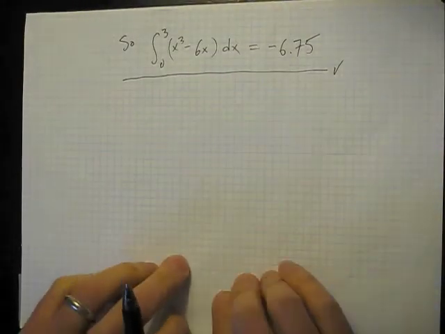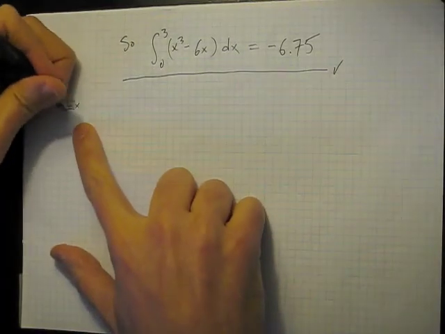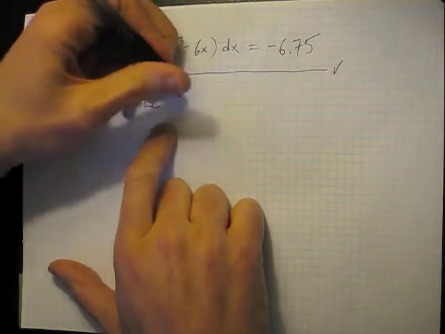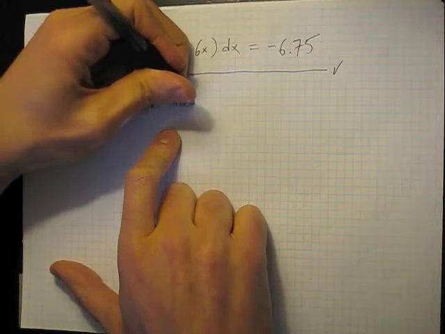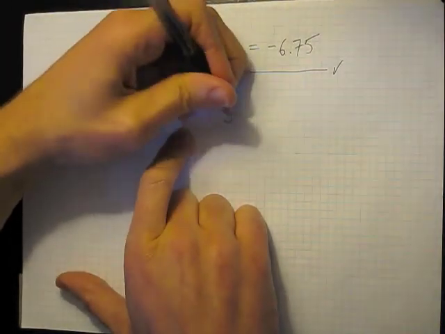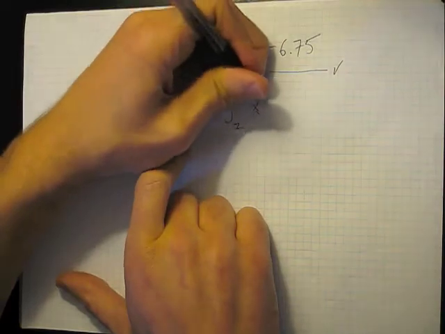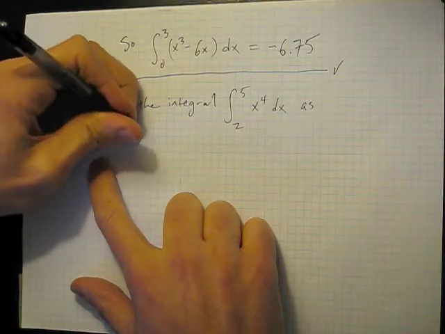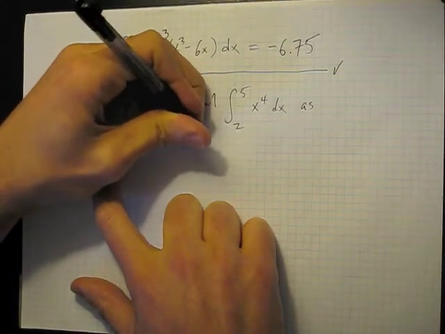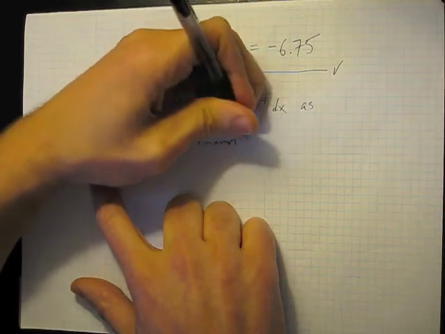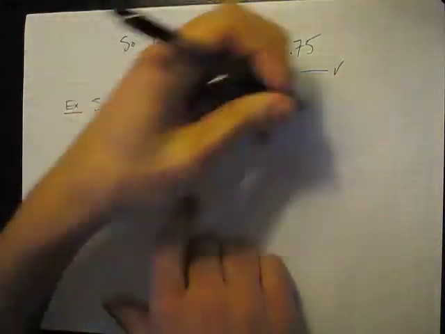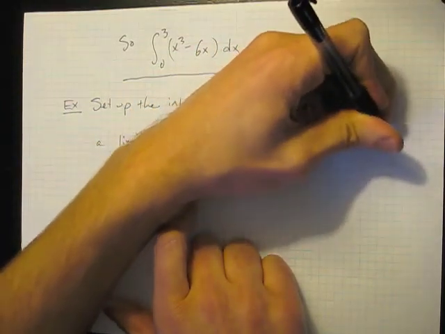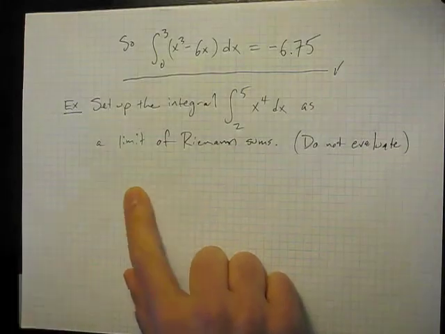Now let's do another example. So let's just set up the integral. Let's do 2 to 5 of x to the 4th as a limit of Riemann sums. Okay. We're not going to evaluate it. We're just going to set this up to give ourselves some practice.